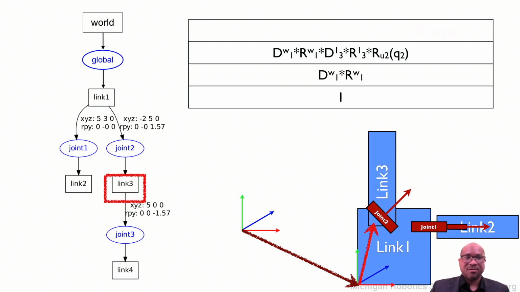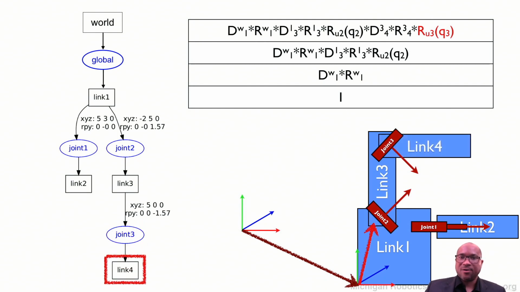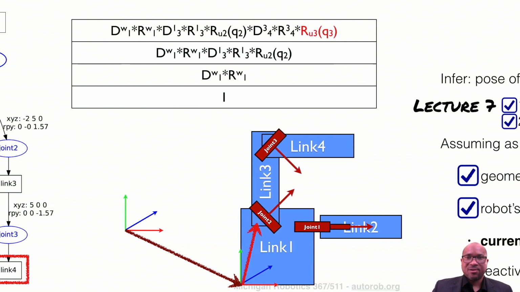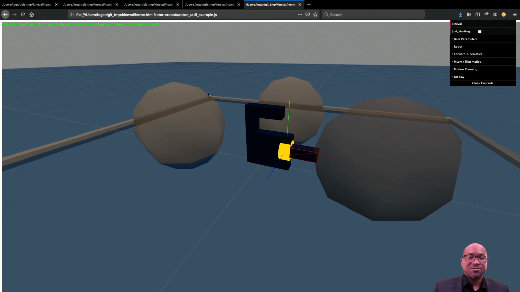Once we have link 3 on, we can then do the same thing for joint 3, which might be a rotation axis itself, and then put joint 4 on, and that gives us our URDF example, and so we then pop off of that. So now we should be able to, inside of our forward kinematics, consider the state of all joints, and then be able to render that out.